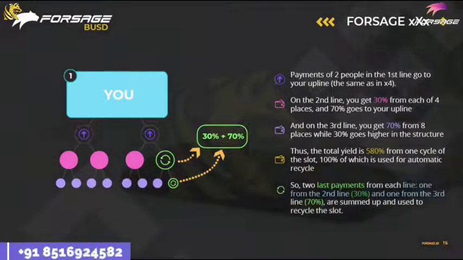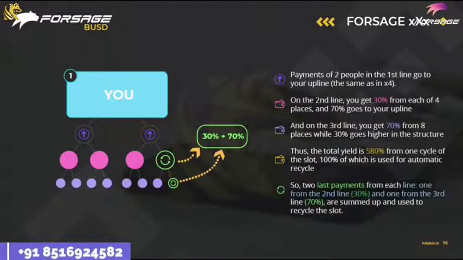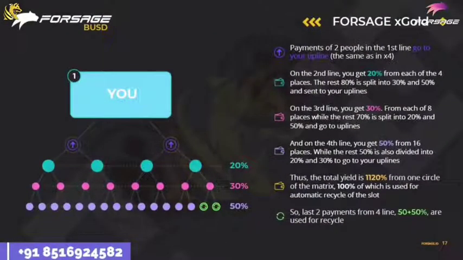So the 2 last payments from each line, one from the second line at 30% and one from the third line at 70%, are summed up and used to recycle the slot. So now let's learn the working of Forsage X Gold, that is the last type of slot.